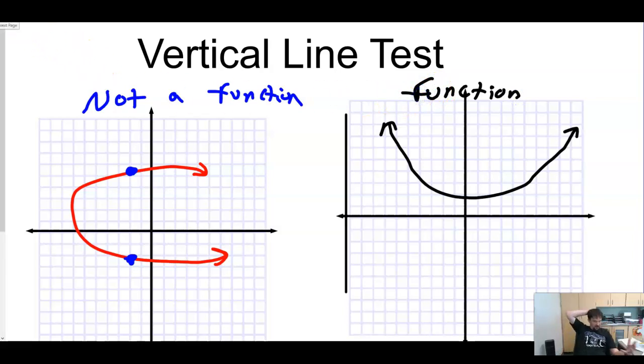Alright, okay, so that's how we tell. For today, we're just doing, is it a function or is it not? And those are the 2 ways you can tell for now. Do the x's repeat, or does it pass the vertical line test? So go ahead and work on your assignment, and let me know if you have any questions.